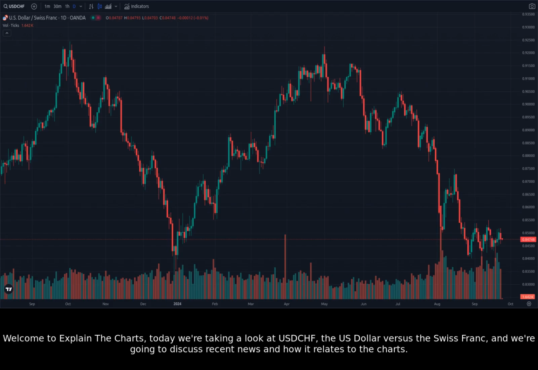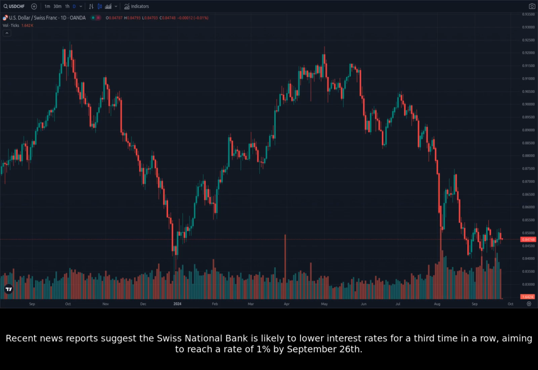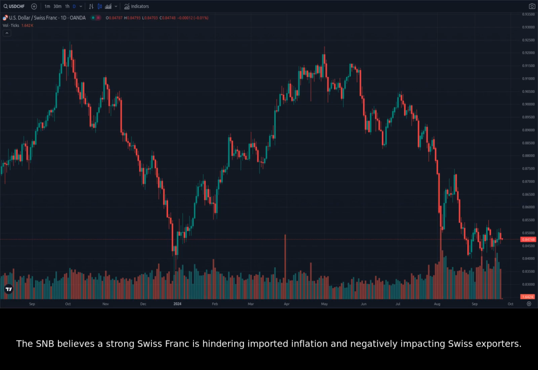Today we're taking a look at USDCHF, the US dollar versus the Swiss franc, and we're going to discuss recent news and how it relates to the charts. Recent news reports suggest the Swiss National Bank is likely to lower interest rates for a third time in a row, aiming to reach a rate of 1% by September 26th. The SNB believes a strong Swiss franc is hindering imported inflation and negatively impacting Swiss exporters.